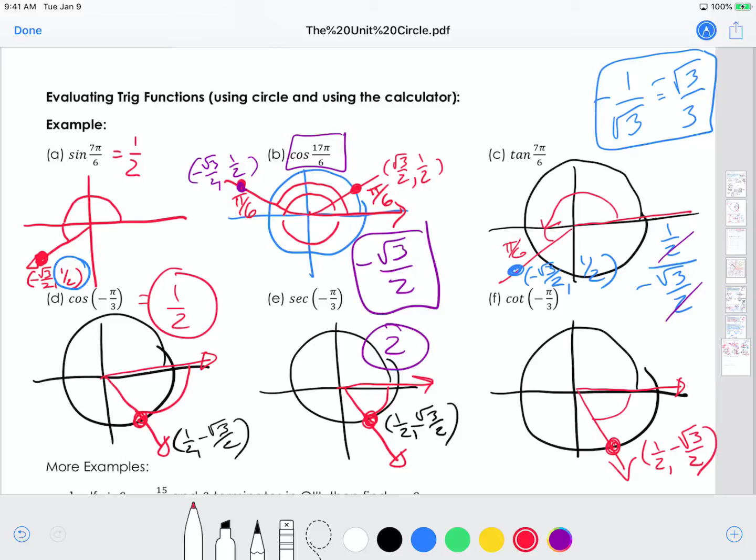Cotangent of negative pi over 3 is the value of cosine over sine. So I want to take cosine, which is 1/2, and divide by negative square root of 3 over 2. I can cross off my 2's, and I'm left with negative 1 over the square root of 3, which I can rationalize if I want.